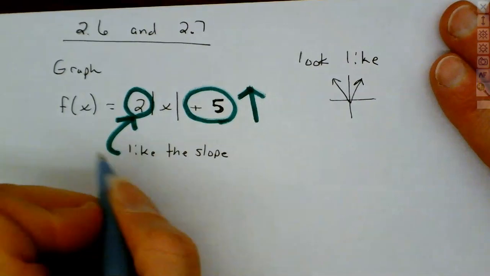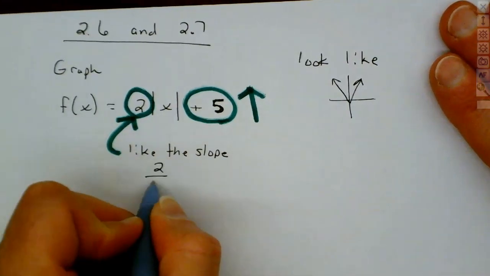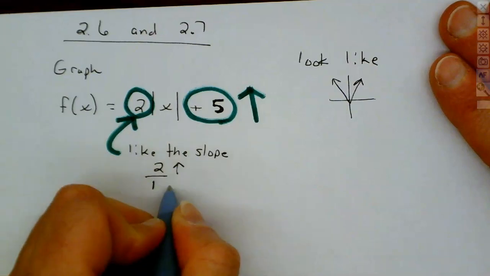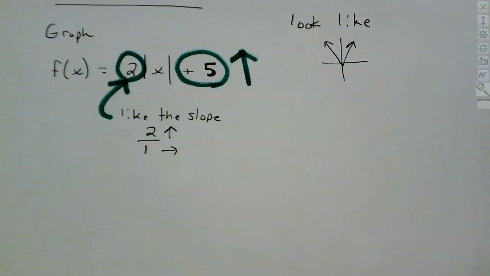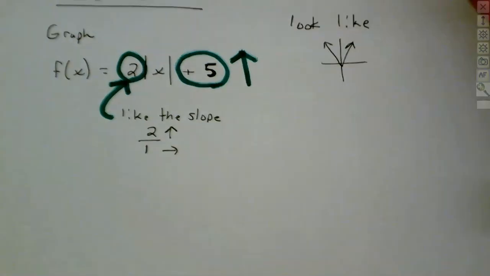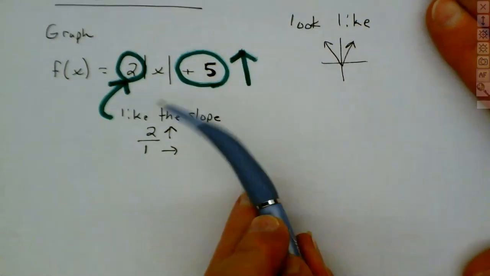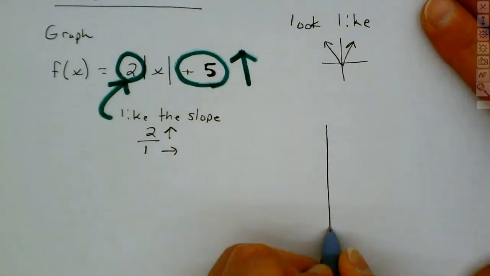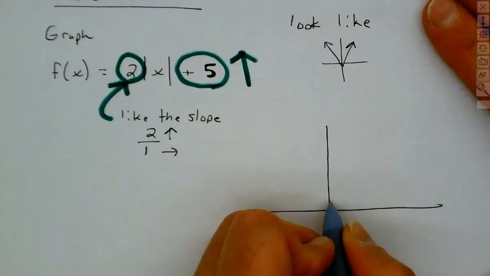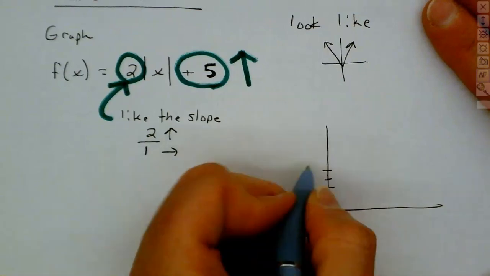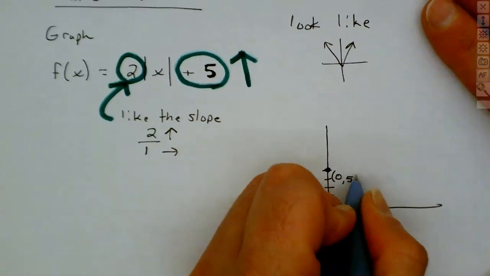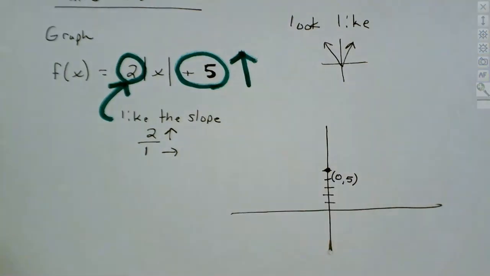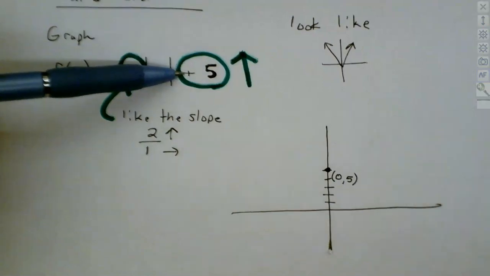And that's like a slope of 2. We'll write that as a 2 over 1, so that means we go up 2 and we go over 1. Now, how do we graph this? Where do we start at? We're going to start up 5 units, and that's going to be right here at 0, 5. Is everyone okay with that? Why did we move it up 5 units? Because this was a positive 5 on the end.